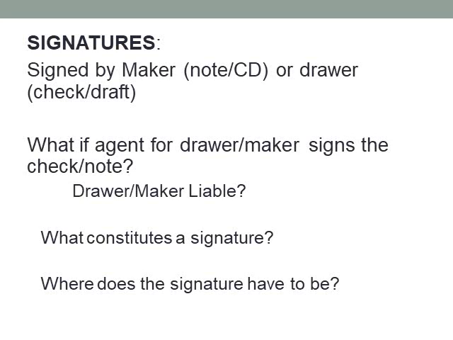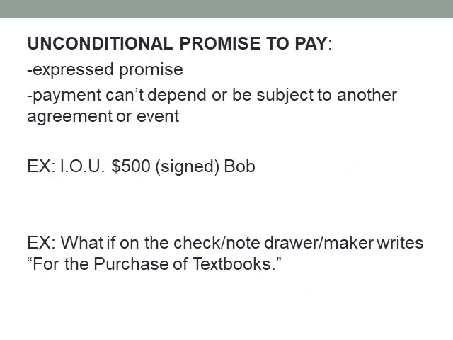It has to be in writing. Has to have a signature of the maker or the drawer. It also has to include an unconditional promise to pay or an order. So no conditions. An express promise, the payment can't depend on or be subject to another agreement or event. If it does, then it's not going to be deemed negotiable. If there's some other occurrence or non-occurrence that has to happen.